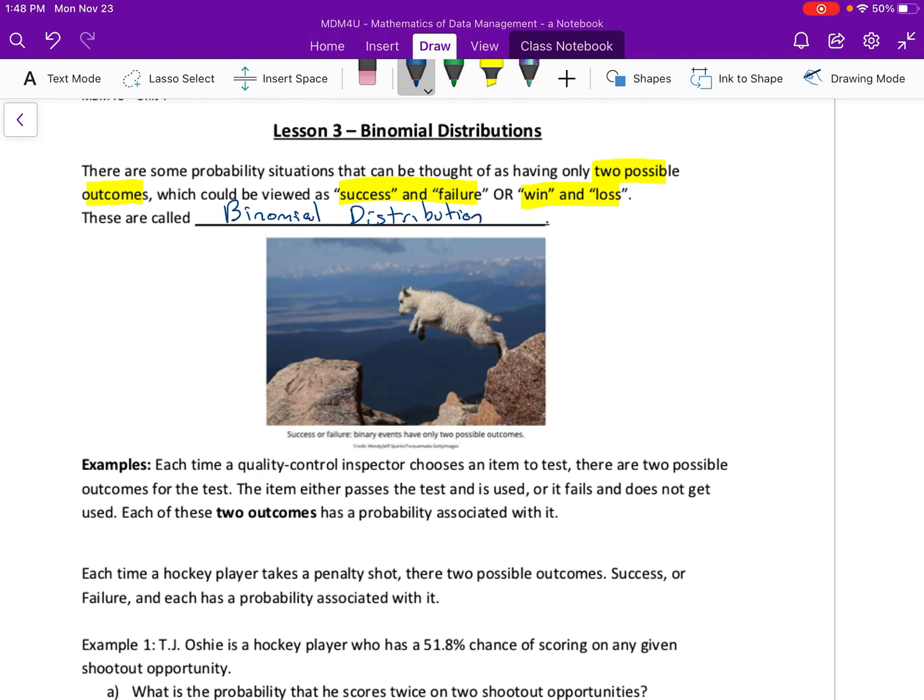So lots of things, like a quality control inspector: the thing's either going to pass the inspection or it's going to fail. In sports, you're either going to score or you're not going to score. Anytime you can make it all about two different outcomes, even when you're rolling dice, you can say, what's my probability of a 7 or there not being a sum of 7? Those are situations where you have just two possible outcomes.